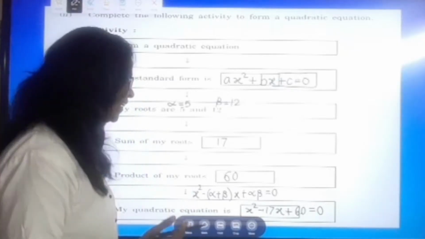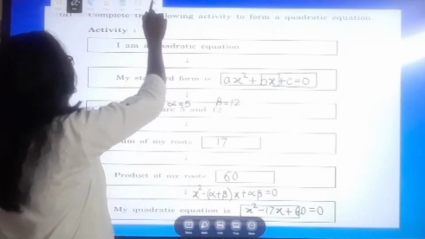Okay students, then next example, students. The next example here, see.